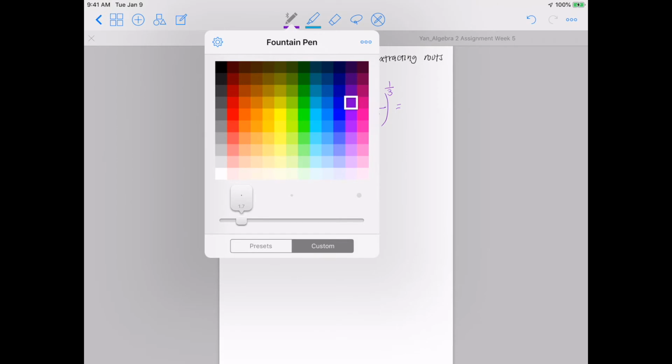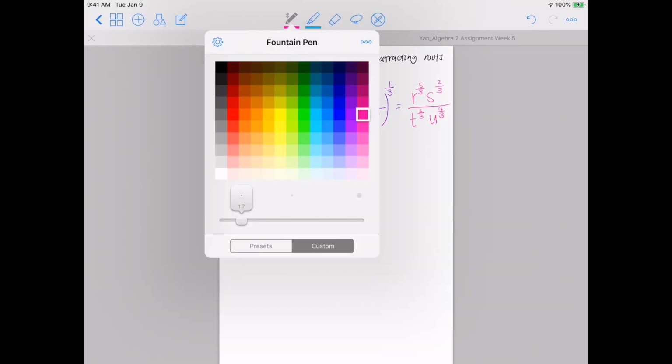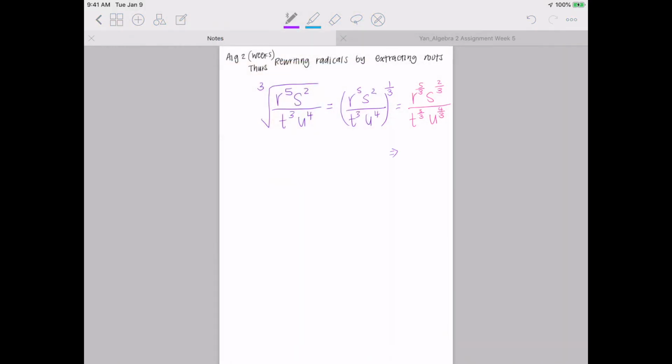Your final answer here would be r to the 5/3 s to the 2/3 all over 3 t to the 3 over 3 and u to the 4 over 3. If there's anything that we can simplify, simplify it. So our final answer would be r to the 5/3 s to the 2/3 all over t u to the 4/3. Okay, that's your final answer.